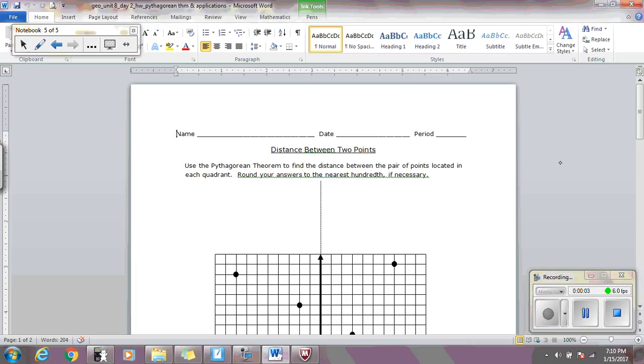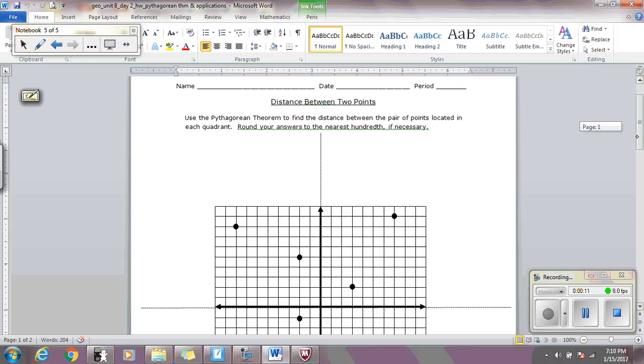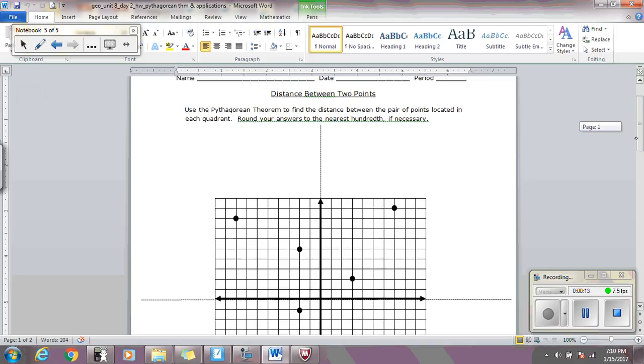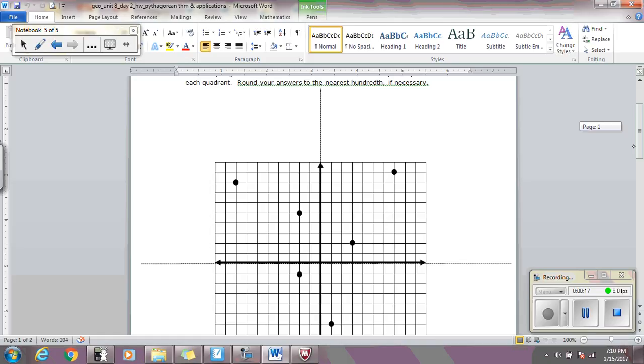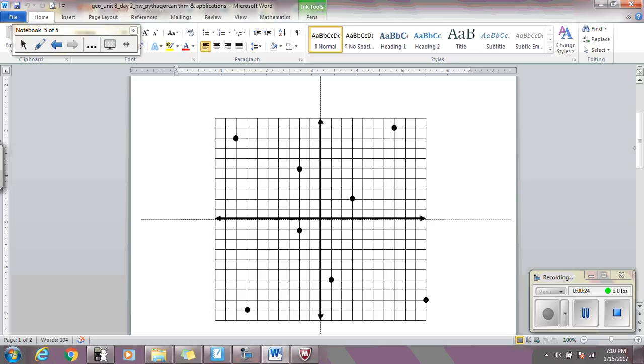Unit 8, Day 2, homework tutorial. Again, I'll just work through some of the problems with you, and then the rest is on your own. On the first side of your assignment, you have to find the distance between the 2 points in each quadrant of the graph. So I'll just demonstrate one quadrant, and then you have to finish the rest. So I'm going with quadrant 1, which is in the top right corner.